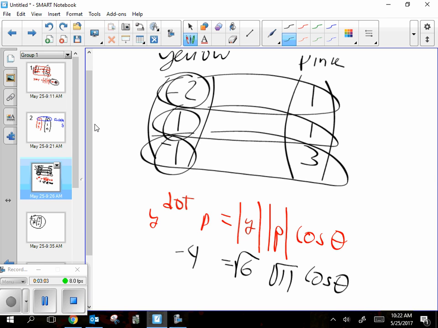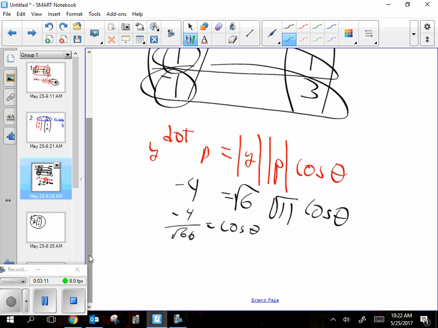All right. And then your final answer would be -4 divided by root 66 equals cosine theta. And then you can just do inverse cosine. And let's see what this group got. It's row 6, last person. What'd you guys get? Final answer for inverse cosine. 119.5. Can anybody verify that number? All right, good.